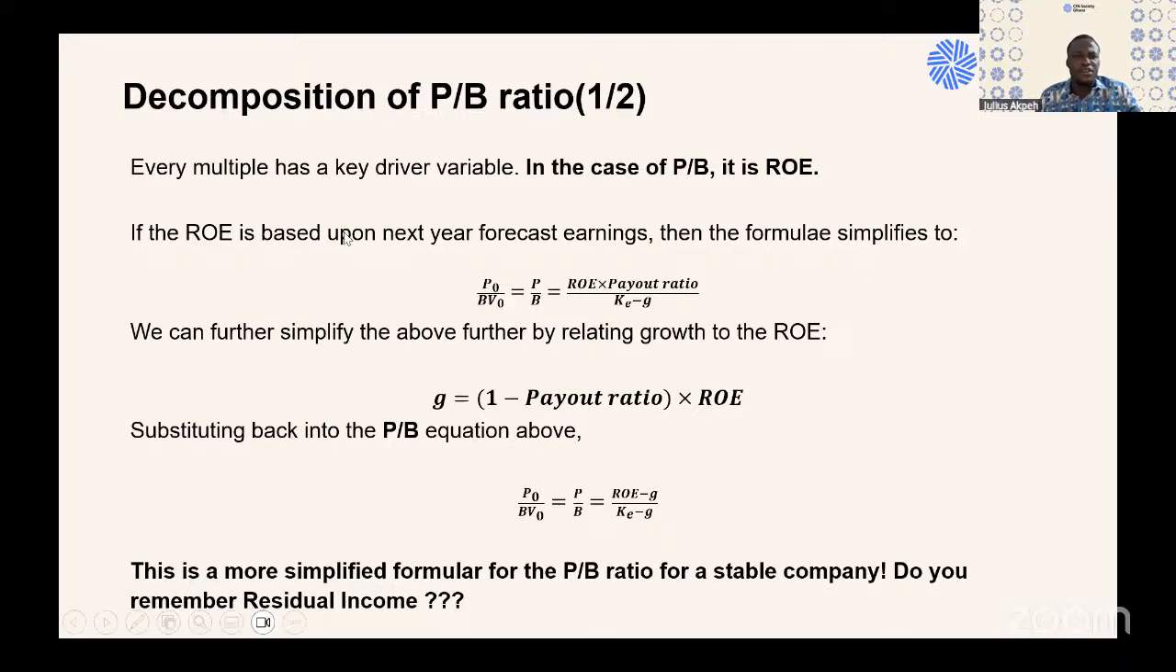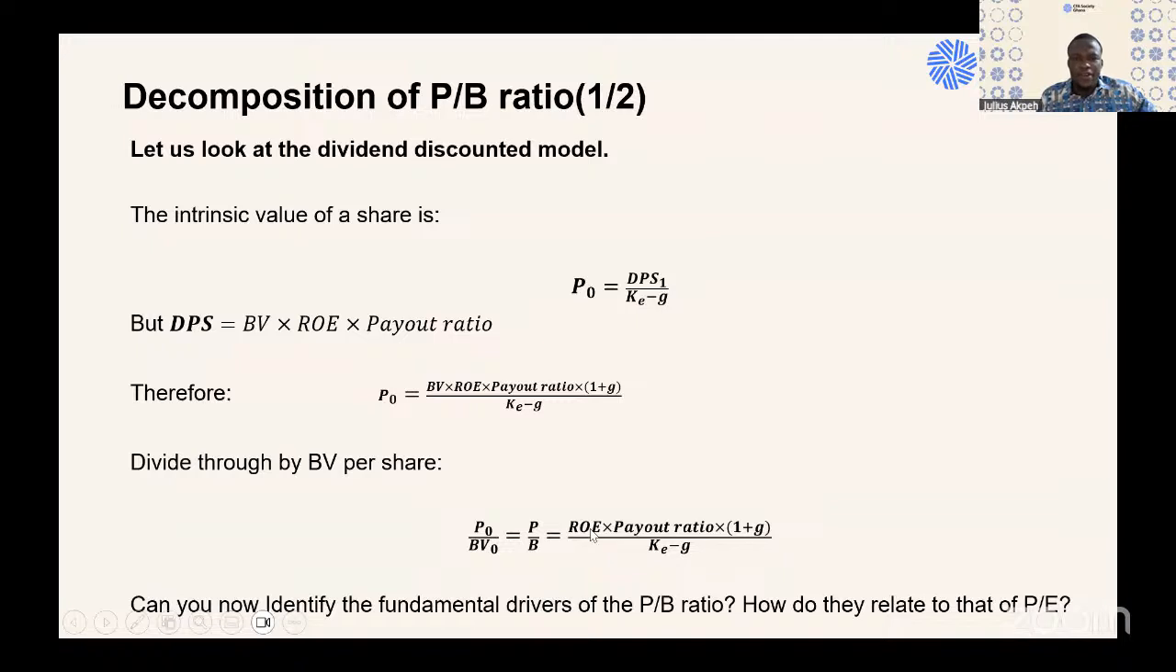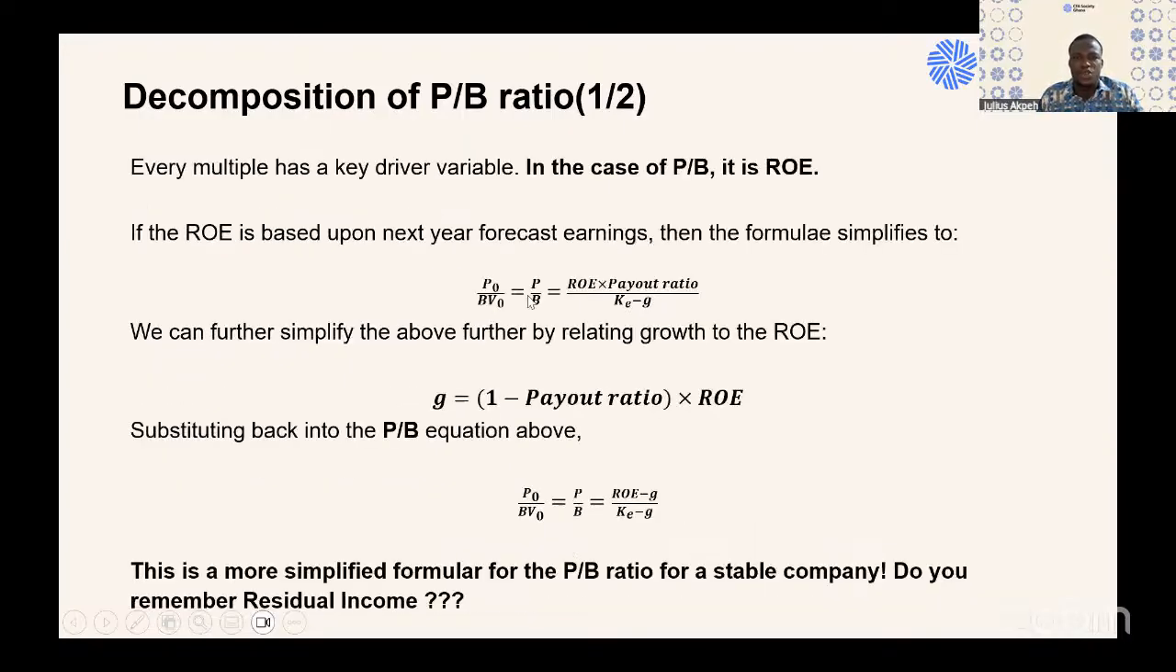Now, if the return on equity is based upon next year's forecast earnings, then the formula simplifies to this. The return on equity, as we have it in the formula here, is the return on equity for the previous year. If we base the return on equity calculation on the next financial year, or we have the forecast return on equity, then this 1 plus G will vanish. We will have return on equity just for the forecast year, so the formula will simplify to this. This is the forecast return on equity. I hope we're still making progress.